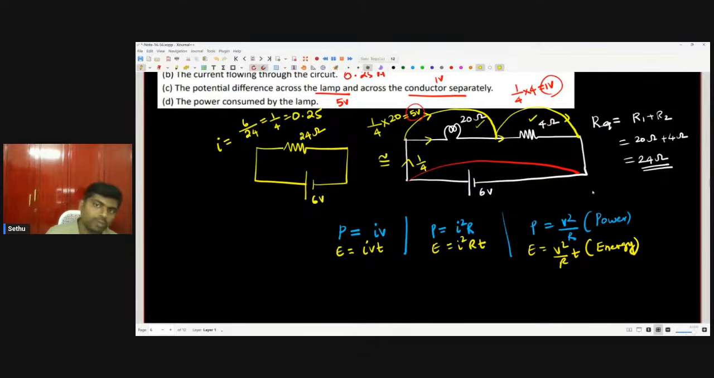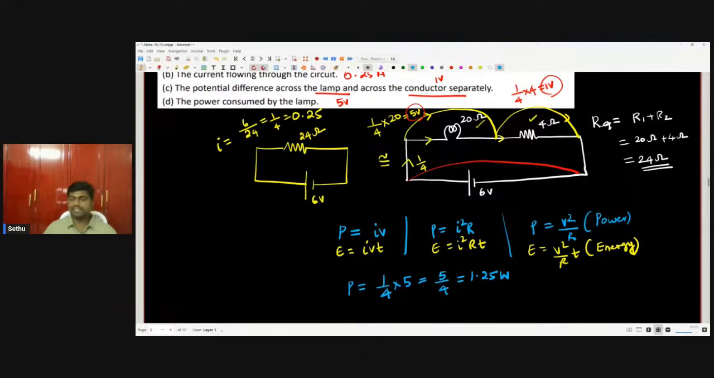Right? Now power consumed by the lamp. So power, I'm going to use I into V. I is 1 by 4. V is the potential drop across the lamp. That is nothing but 5. So this is 5 by 4. How much is this? This is 1.25. 5 by 4 is nothing but 1.25.